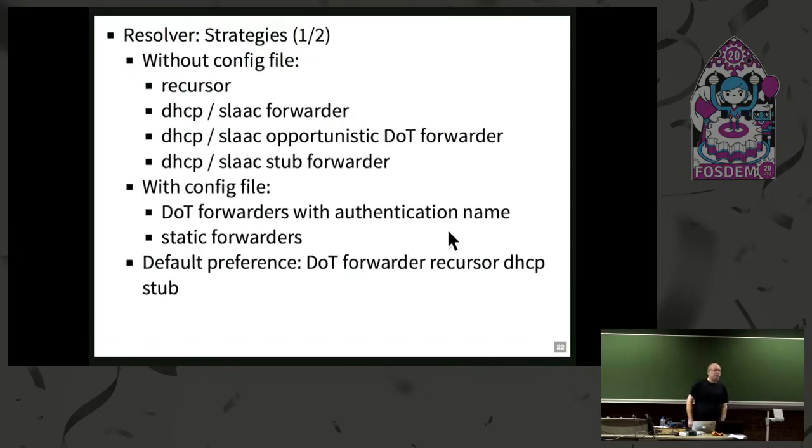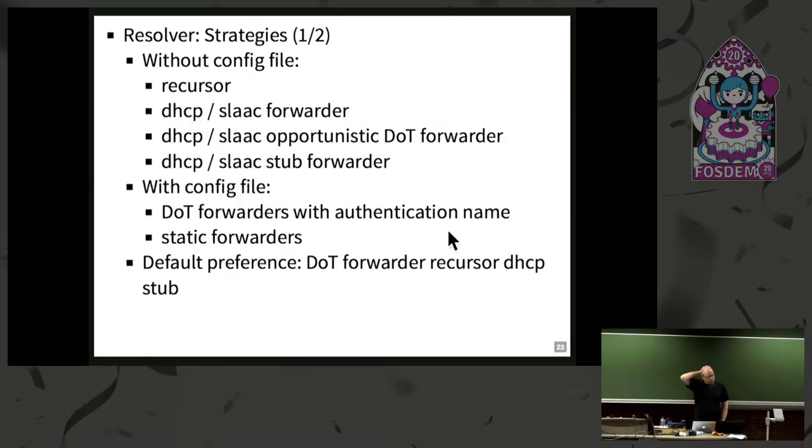So I mentioned the resolver strategies. This is where this really gets interesting. You can run unwind without a config file, which already gives you four strategies. It can run as a recursor, basically what Unbound would do. It can talk to learned forwarders. It will try to talk opportunistic DoT to learned forwarders. And it can sidestep libunbound and just use the libc stub. We'll later see why that is important.